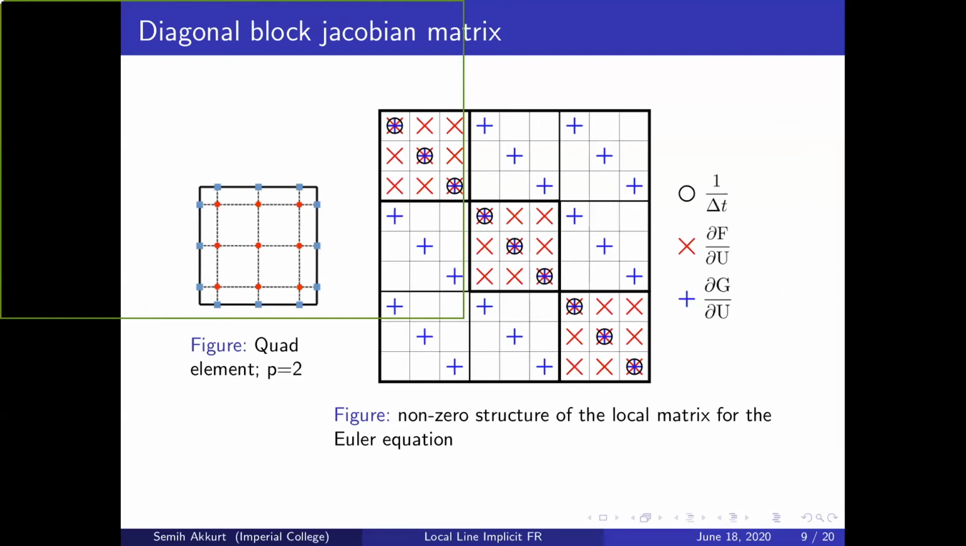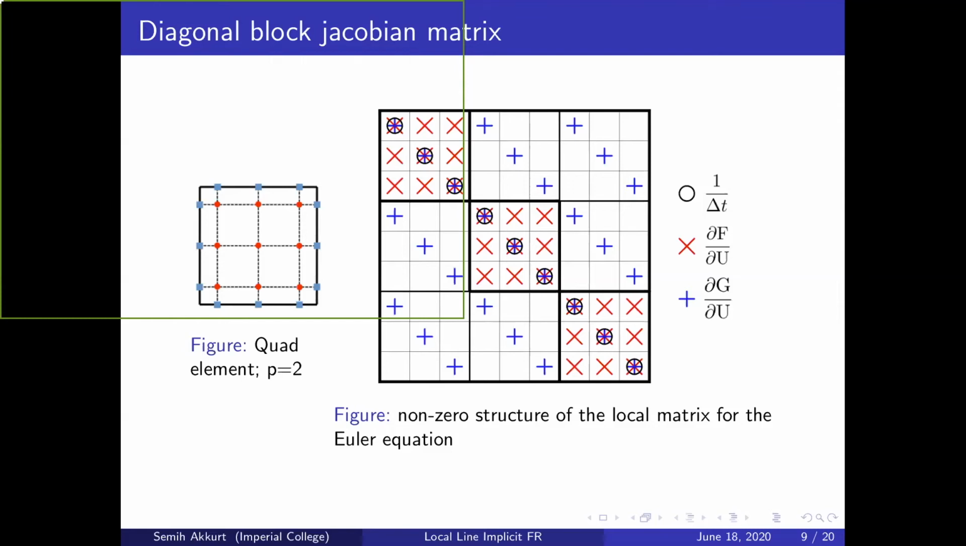Here in this picture, you see the non-zero structure of the element local matrix I get. This is for the earlier equation for a quadrilateral element with p equals 2. There are mainly three terms contributing to this local element matrix. One is the x derivative term, the other is the y derivative, and there is also time derivative term.